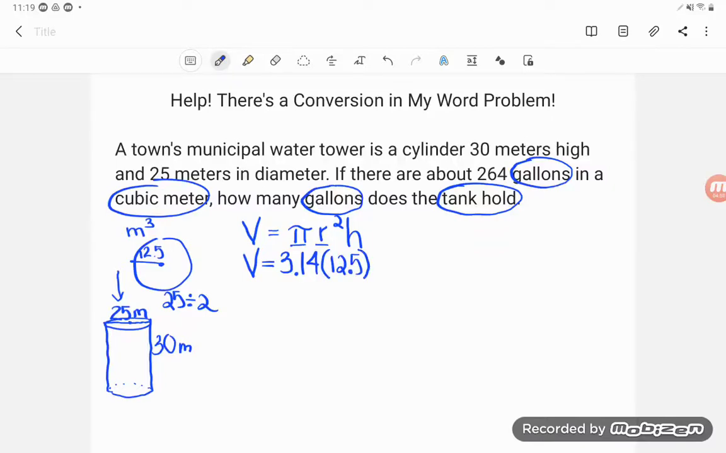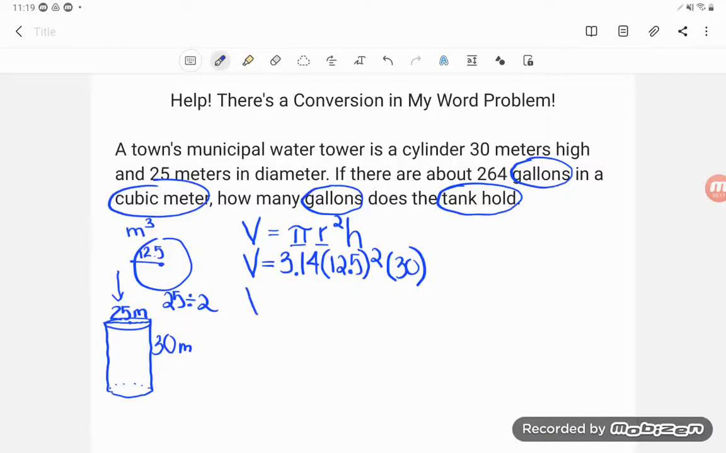Notice I do it with parentheses. I close the parentheses and then I square. Very good habit. Okay, and then next I need the height of my cylinder. That one was obvious. It said it was 30 meters high. I'll put my height in at 30 meters. Nice. Now, look at the right-hand side of that formula. There's no letters left. It's all numbers.